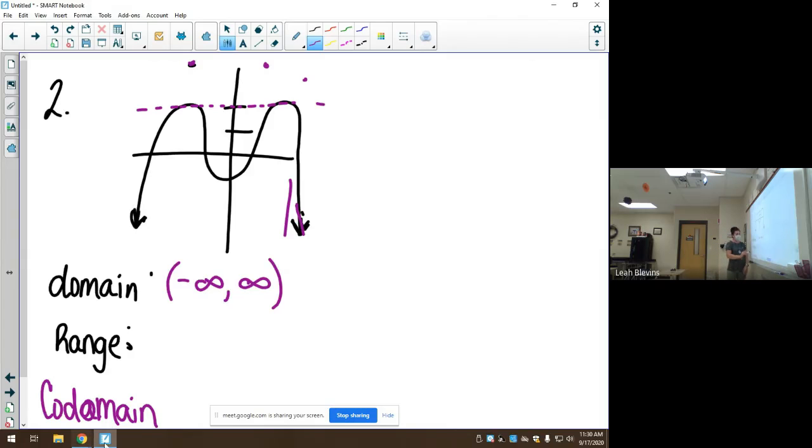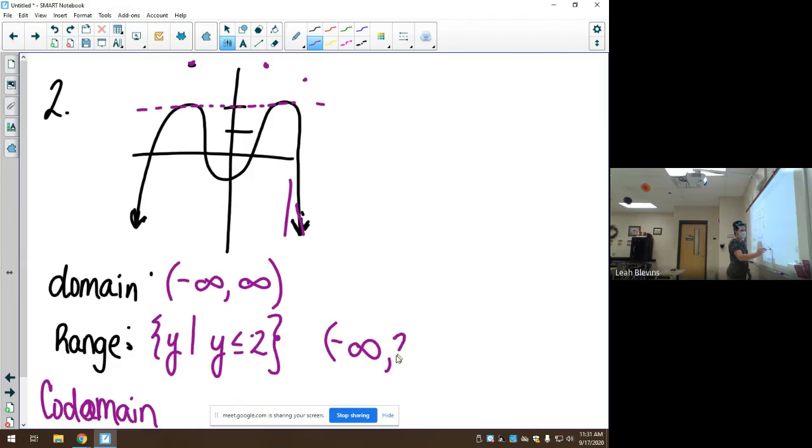Perfect. It is y such that y is less than or equal to 2. That is our set builder. Or if I use interval notation, I'm saying, okay, it's going on forever down towards negative infinity, and it comes up to 2, and it could be 2, so I have to put a bracket to show that it could be 2.